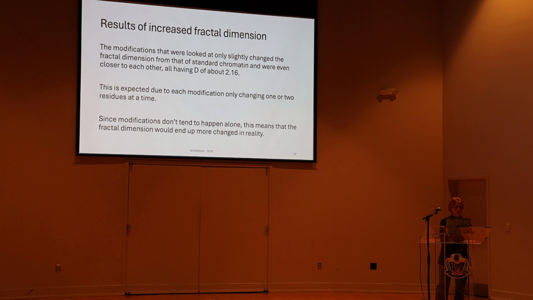The results of this increased fractal dimension, as we already said, the modified versions only change the fractal dimension slightly, and they're very close to each other, all being about 2.16. This makes sense as we only looked at 1 or 2 modifications to a residue at a time, and modifications in real life don't happen as 1 or 2, they tend to happen in greater amounts at the same time. This means that in reality, your fractal dimension would have changed by more and would have been more noticeable.